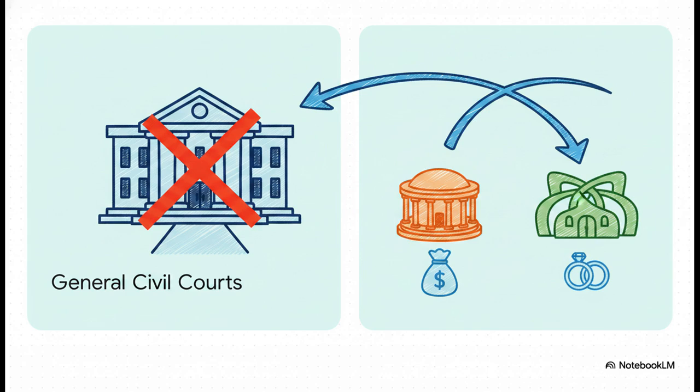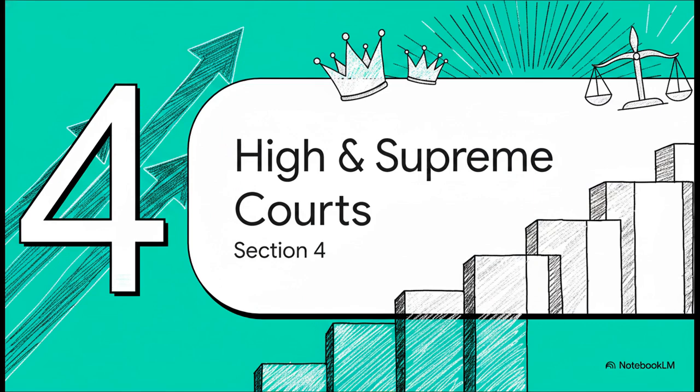Like, if it's a matrimonial issue, you are going to the family court under the 1964 Act. Filing that in a general civil court when a specialized tribunal is required, that's going to result in an immediate dismissal, no questions asked. Let's step up to the big leagues in Section 4, High and Supreme Courts.